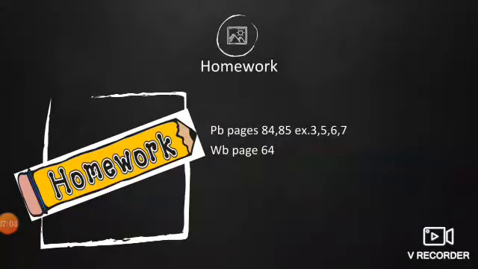Now, that's basically what you guys need to know for today. For homework, I want you guys to try to do pages 84 and 85, exercises 3, 5, 6, and 7. And for the workbook, do page 64. Now, girls, please refer back, like I said, to page 110 so that you know the verbs after which you use the infinitive or gerund.